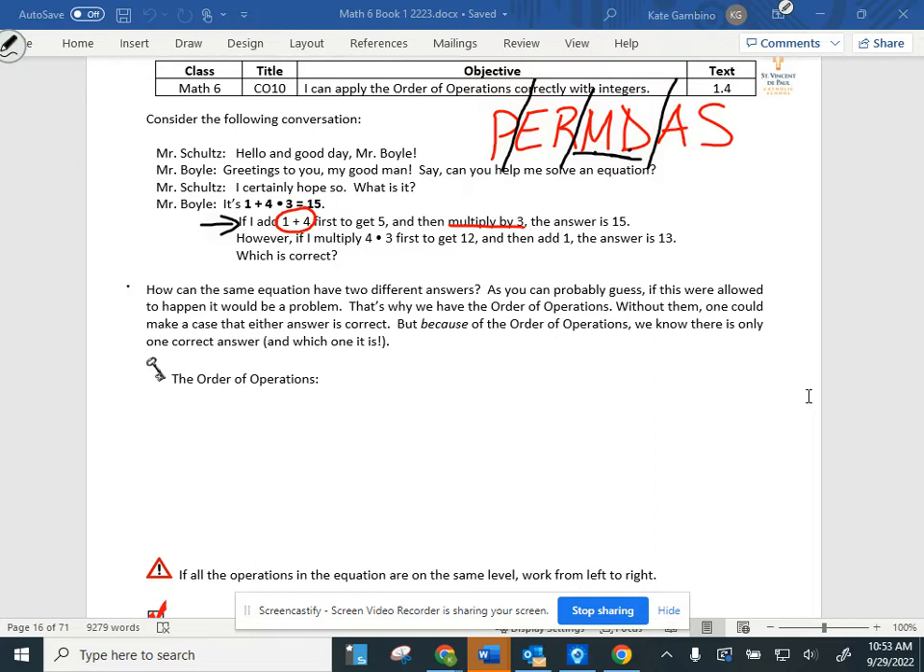So our order of operations. So I know I put it up top there. Now we want to make sure that we write out what each letter is. Parentheses is our P. E is exponents.